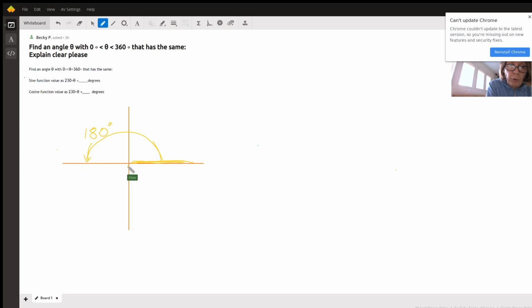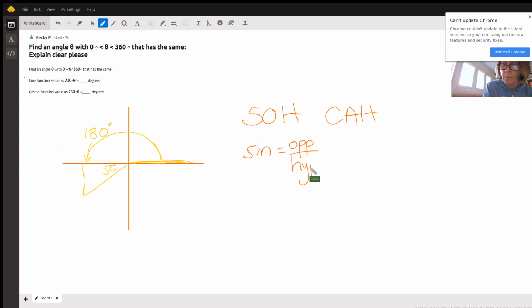So let's draw our little triangle here. And there's my additional 50 degrees here. Let me just rewrite that for you. Let me get it a little neater. There's my additional 50 degrees. And the sine, let's remember our SOHCAHTOA. So we're going to need the cosine too. So let me put that here, SOHCAH. So the sine is going to be the opposite over the hypotenuse.